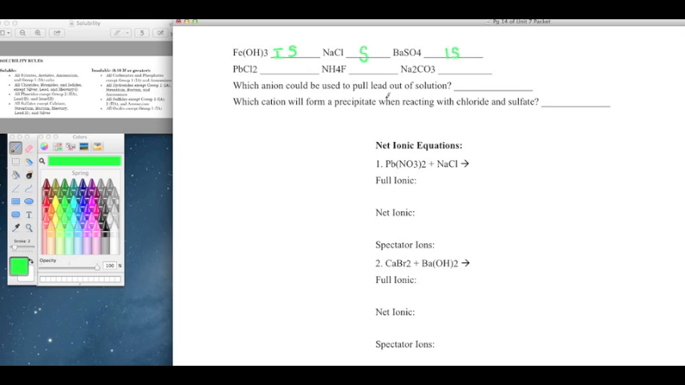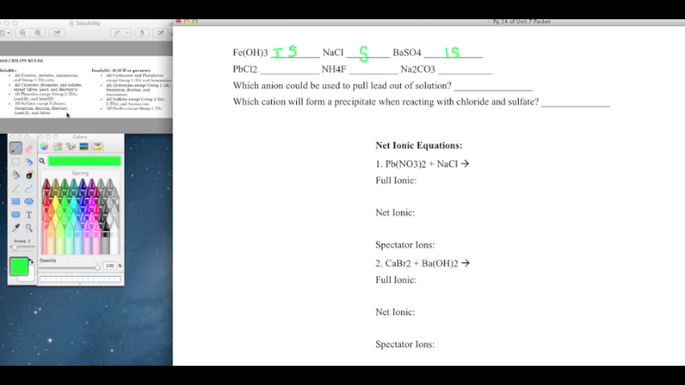If we're wanting to pull lead out of solution, that means we're wanting to create a solid, meaning we're wanting it to be insoluble. To create that solid, we don't want it dissolved in our water. So let's see what makes lead insoluble.